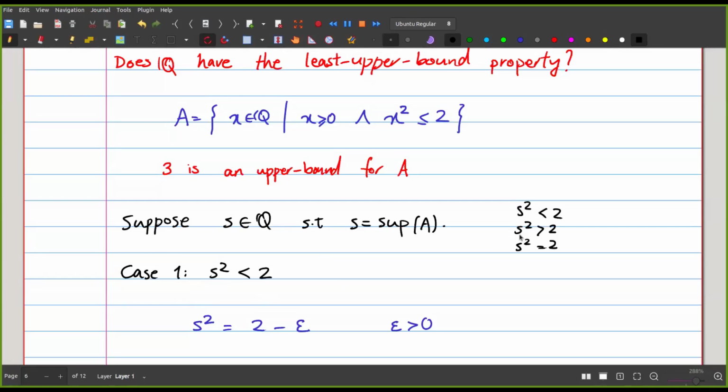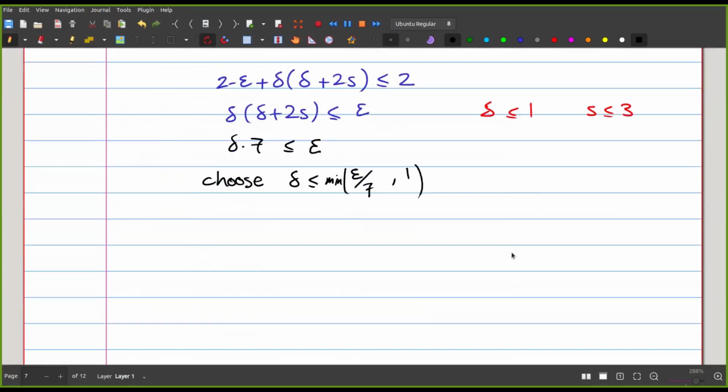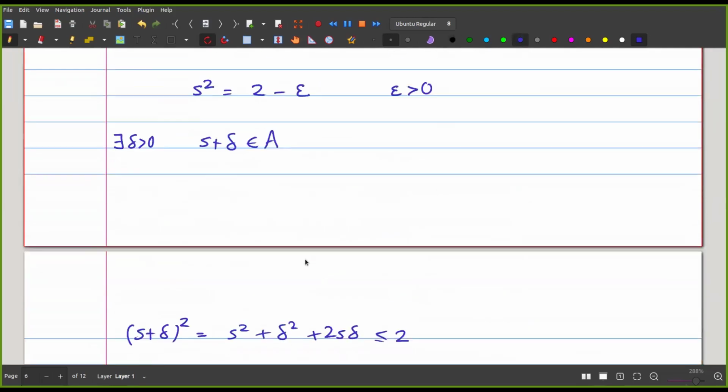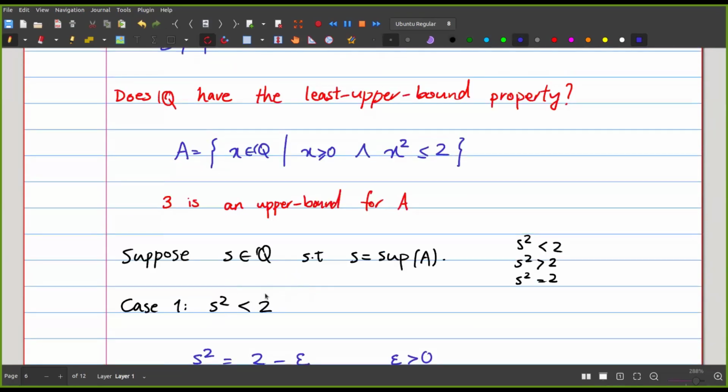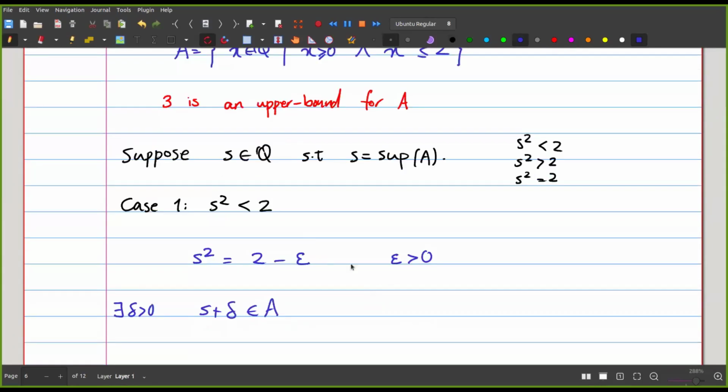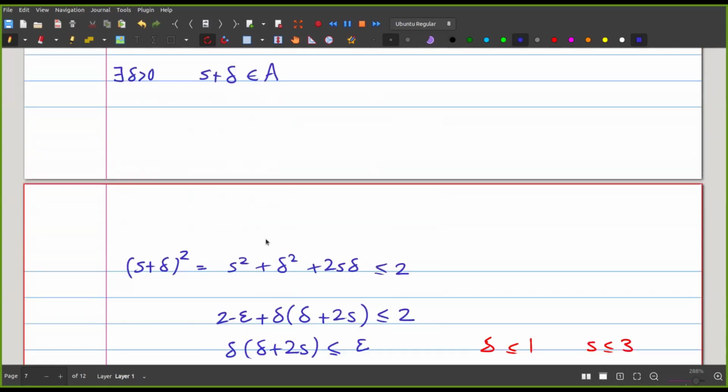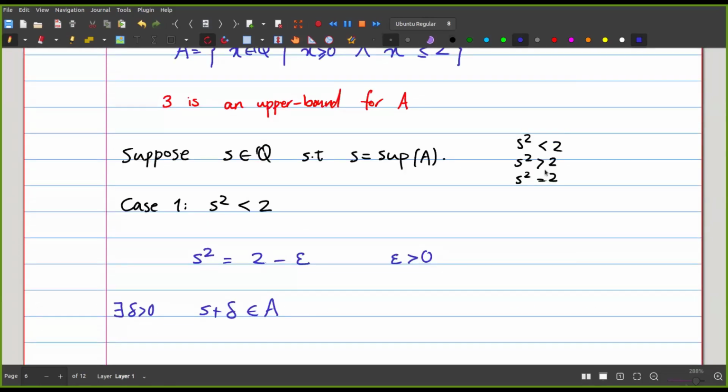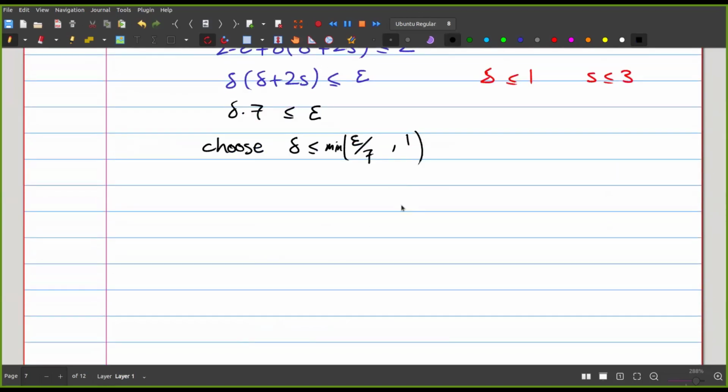Now I can do a different case where I say S squared is greater than 2. You see what I'm doing here? Basically, intuitively this S, which is the supremum, has to be the square root of 2, and then I want to say the square root of 2 is not in Q, it's not a rational number. But I can't talk about the square root of 2 because I can only talk about things I can do with rational numbers. So I'm saying either S squared is less than 2, in which case I get a contradiction, or S squared is greater than 2, in which case I'm also going to get a contradiction. So because these two cases give me a contradiction, I must have that S squared is equal to 2. Okay, so this is my case 1.